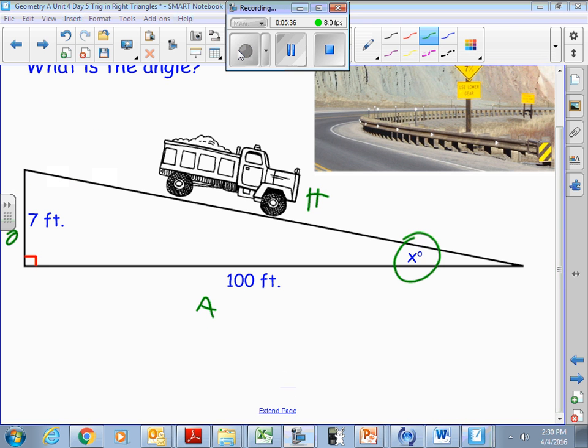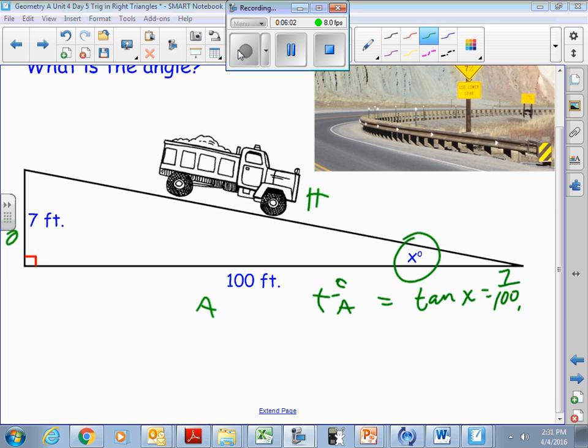And so on this one, to solve for the x, I don't want to give you the points for it, but it's pretty easy. In any case, we got an O and an A, so this is a TOA. So this problem is going to be tan of x equals the O is on the top, that's a 7. The 100 is on the bottom.